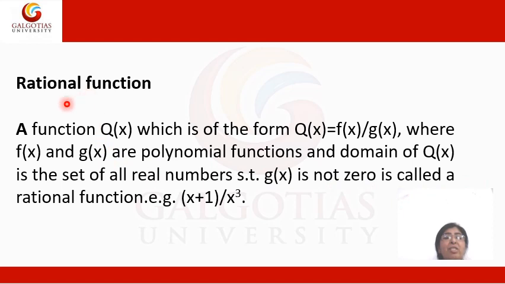Next I have the rational function. A function q of x of the form q of x is equal to f of x by g of x, where f of x and g of x are polynomial functions and the domain of q of x is the set of all real numbers such that g of x is non-zero, is called a rational function. For example, x plus 1 upon x cube is an example of a rational function.